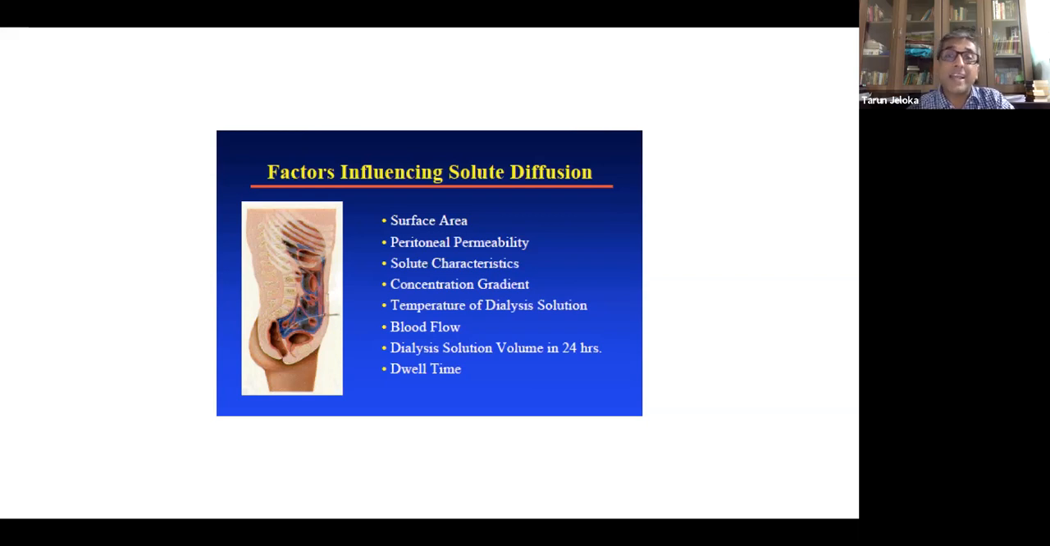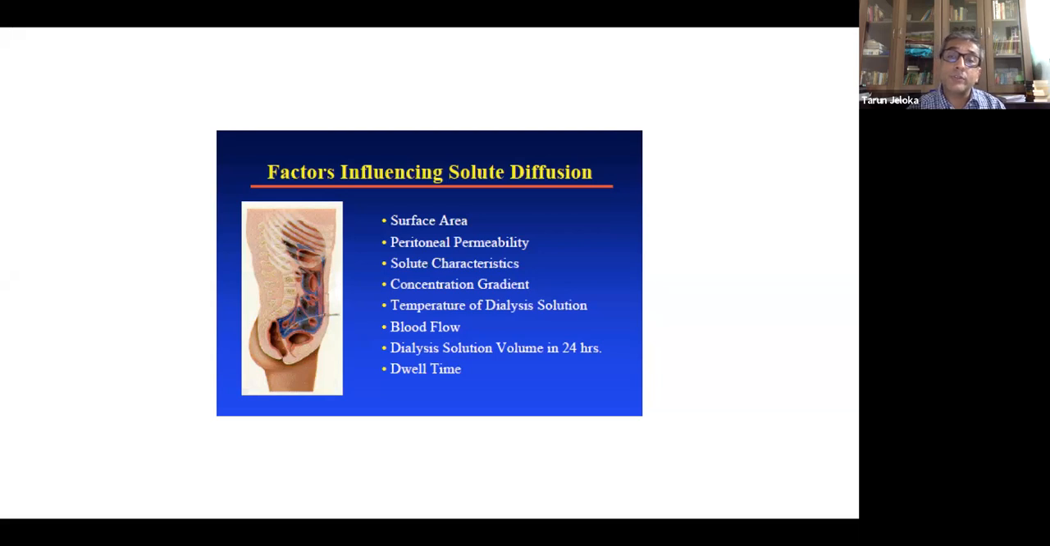What about the solute characteristics? Third part is solute characteristics. Now you know that every solute has its molecular weight. Those which are smaller molecular weight solutes, for example urea, which has a molecular weight of 60, will pass on easily as compared to creatinine, whose molecular weight is 113, almost double, which will take a little longer time. So solute characteristics also determine the solute diffusion. The fourth is concentration gradient. Again, this is very simple: if the concentration gradient for an individual solute is high, the transport will be higher.